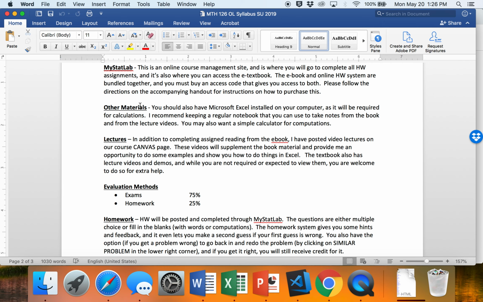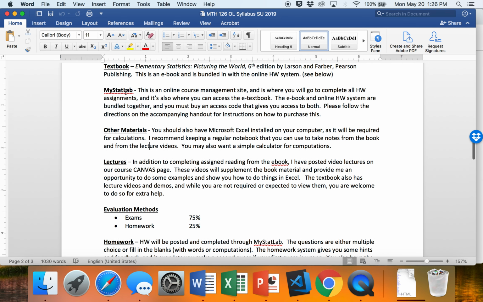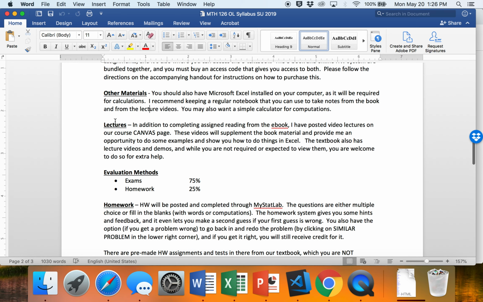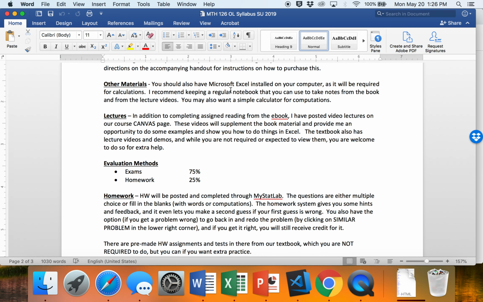What else? So aside from buying access to those characters, the book and the MyStatLab, the other thing you probably want is you do need access to Microsoft Excel installed on some sort of computer or laptop, as that is the technology that I'm going to be using in order to show you how to do all of the computations for the course.